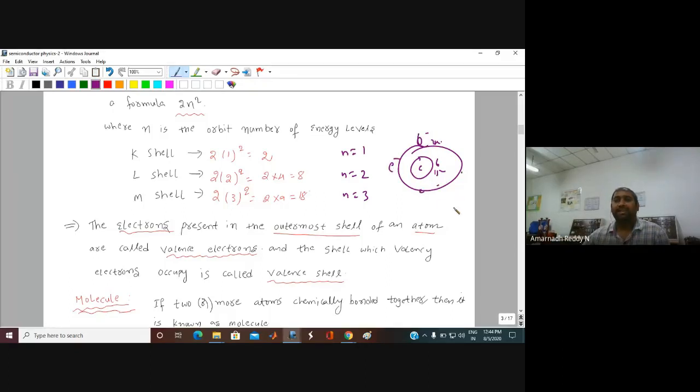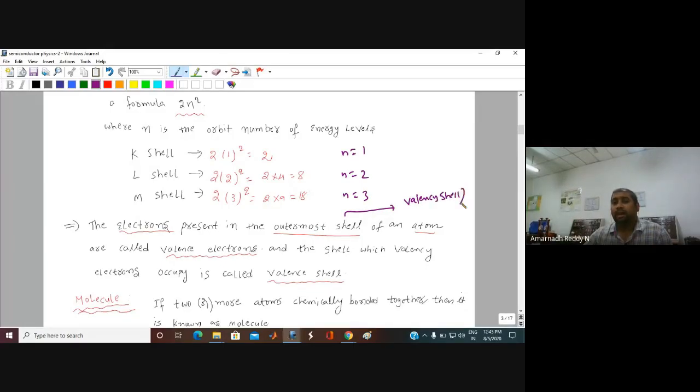If you take silicon, the atomic number is 14. So based on the atomic number, the electrons present in the outermost shell decide the valence shell. The outermost shell is also known as the valence shell. It is very, very important.